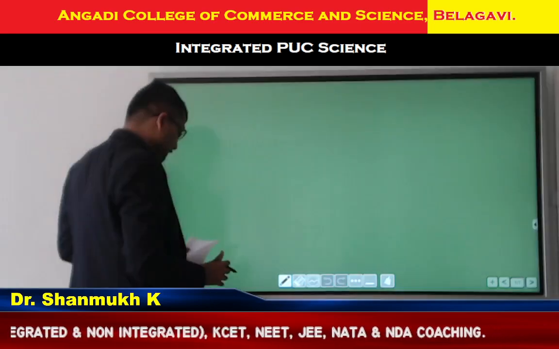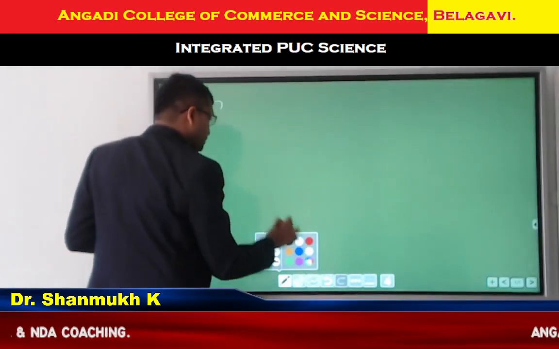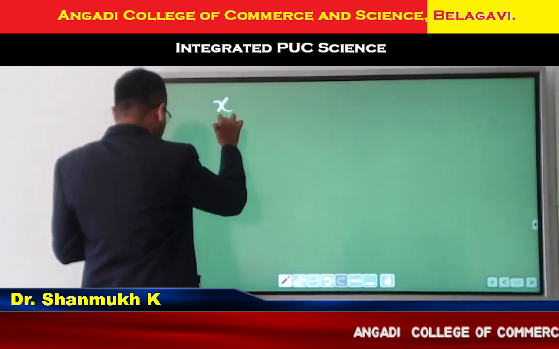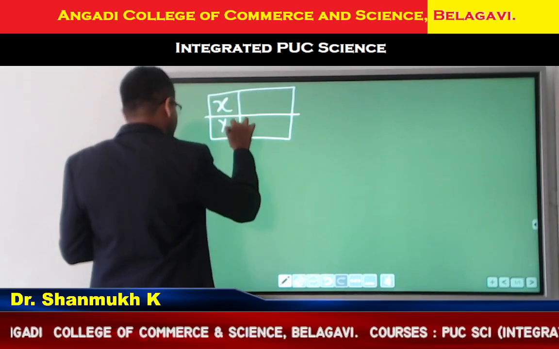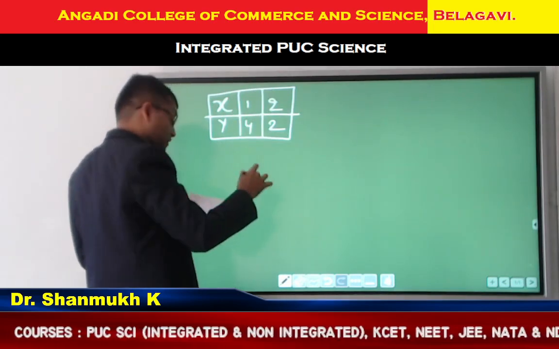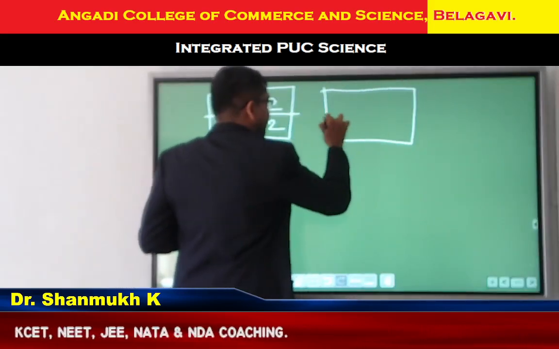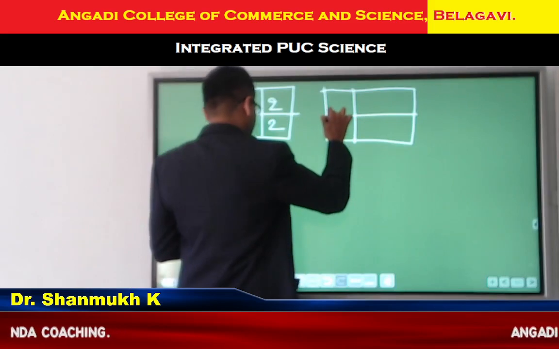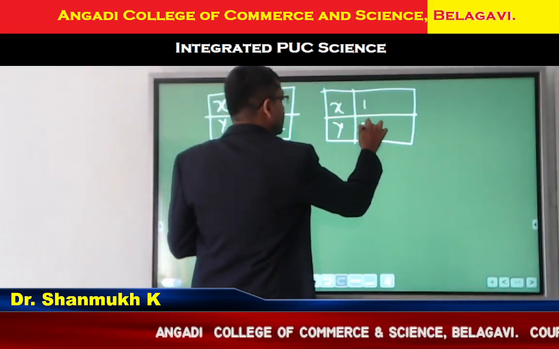Our tabulated values are, dear students, you will observe, x, y having the values 1, 4 and 2, 2. This is the first equation. Actually three values are there, but two values are enough. For the second one, we have x, y as 1, 0.